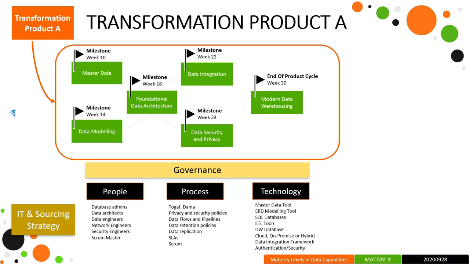In this example, we would adopt agile developments where several small teams work towards one goal, and that is delivering a modern data warehouse in 30 weeks.